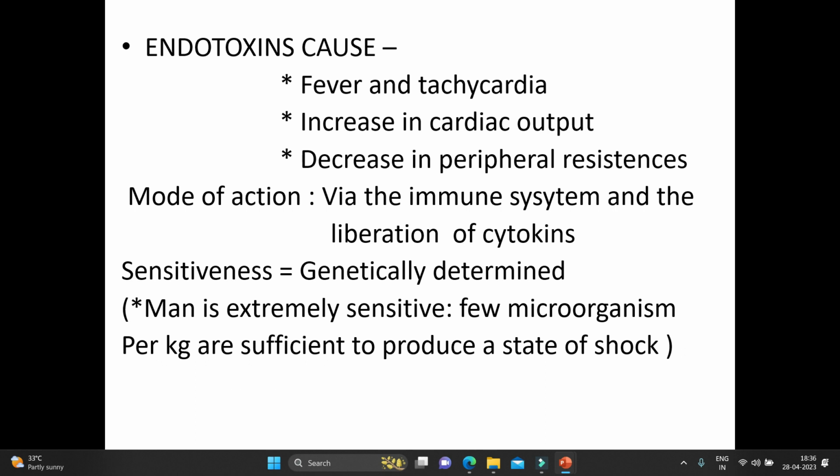The sensitiveness is genetically determined, differing from one person to another. Man is extremely sensitive to endotoxin, and a few organisms are sufficient to produce a state of shock in the body.